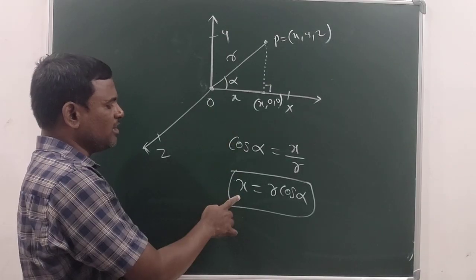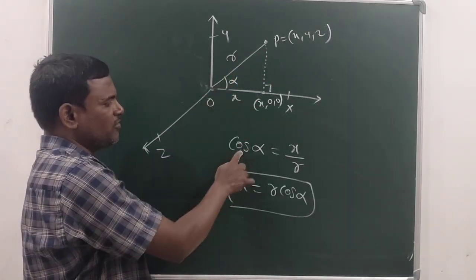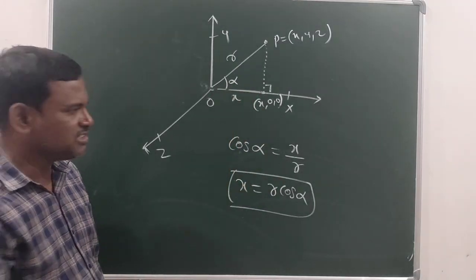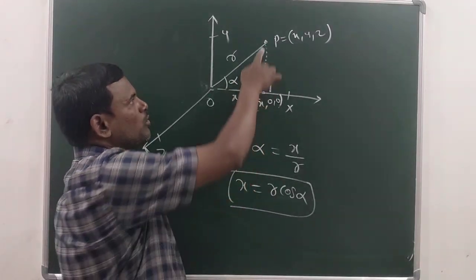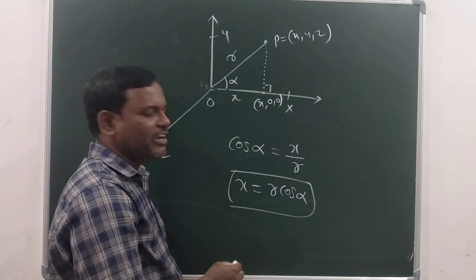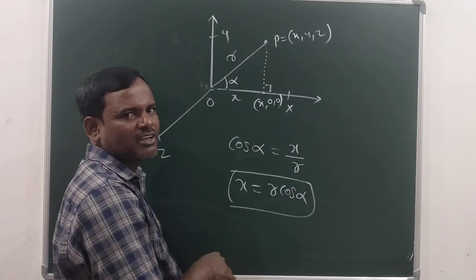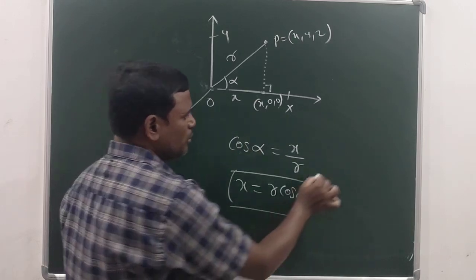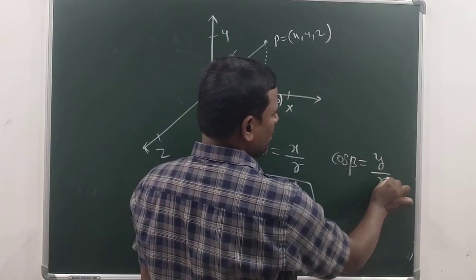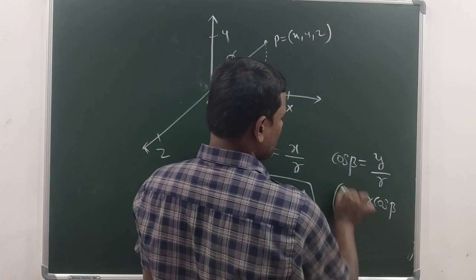Now I have defined cos alpha because here one right angle triangle is formed. I defined cos alpha, I got x by r. Now x equal to r cos alpha. In the same manner, drop the projection on y-axis and define cos beta. Beta is the angle made by that OP with y-axis. So you get cos beta as y by r. So y equal to r cos beta.